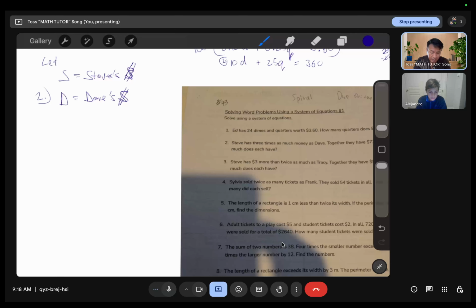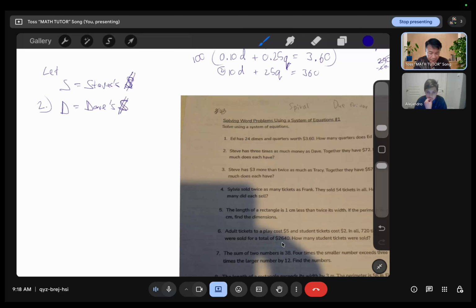How would you set up the first equation? It says Steve has, using S and D, okay? Steve has 3 times as much money as Dave. How would you write that? Go for it. So I will put S for Steve equals 3D. Yes. Good job, dude. I'm impressed.